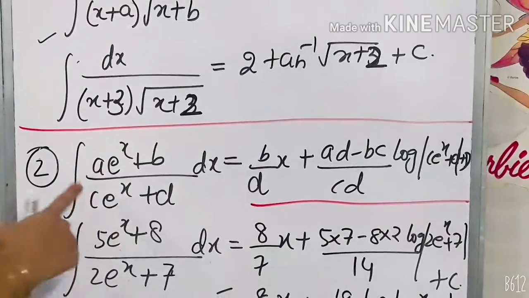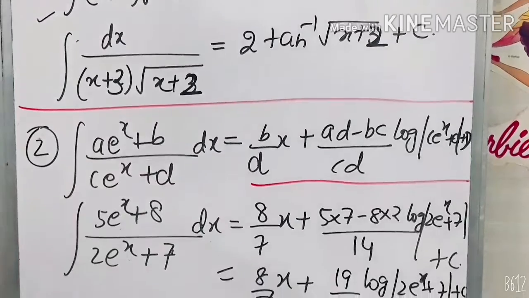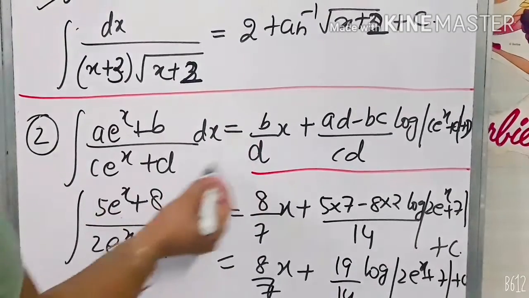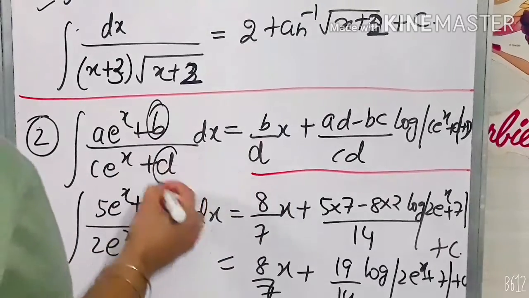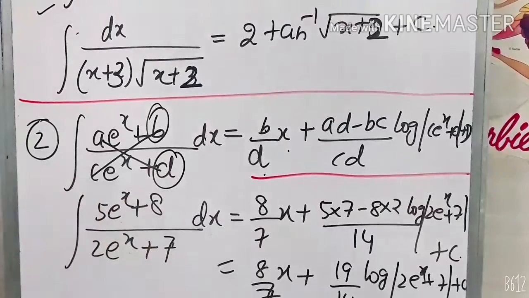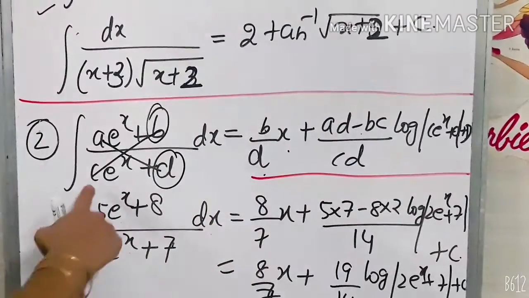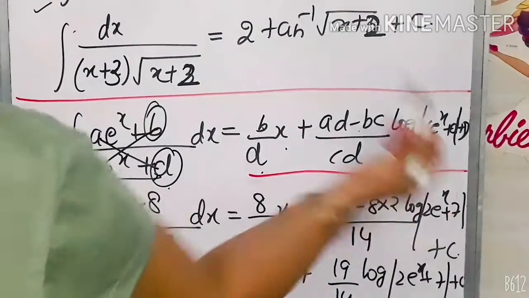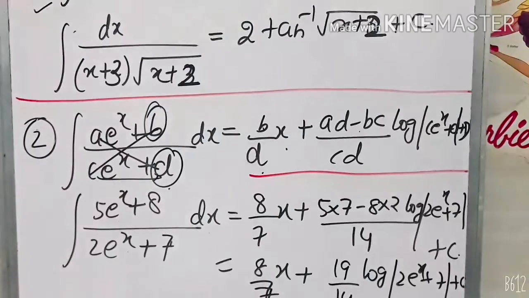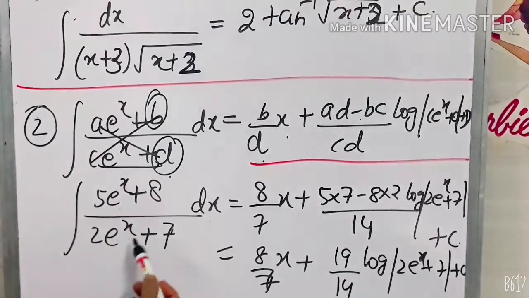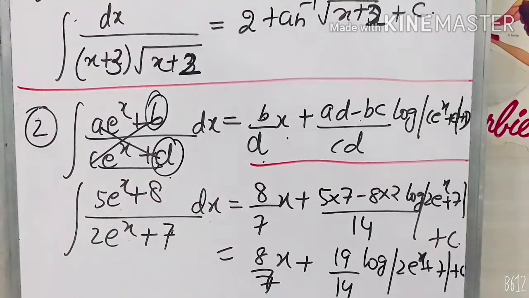Second form is (a e^x plus b) by (c e^x plus d). Here exponential is multiplied. When the form is like this, you will write b by d into x, see these are the constants, plus (ad minus bc), I wrote it in the numerator, and cd into multiply log of the denominator plus c. I took one of the examples also.